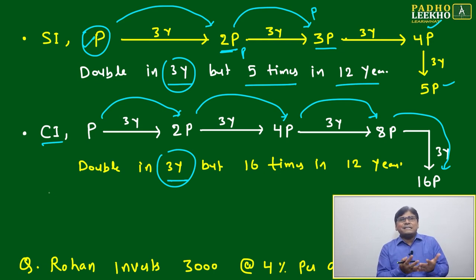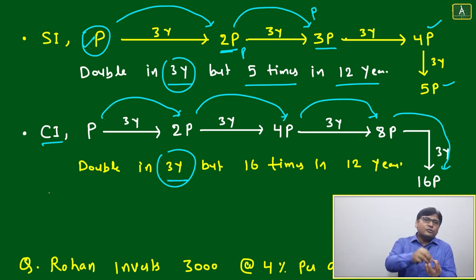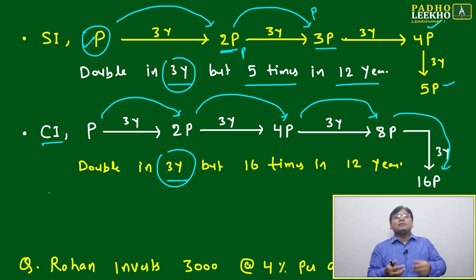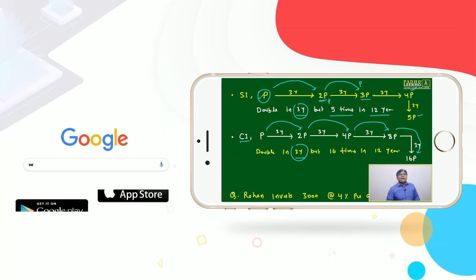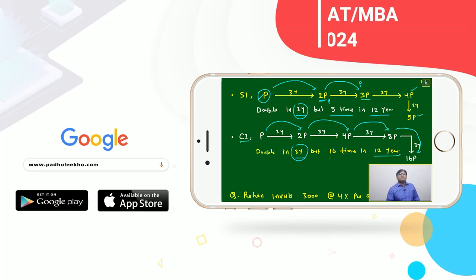Why? Because the first time there is no change. Next time, whatever simple interest you got, compound interest will put interest on that interest. Then that will keep on increasing. Next time 2P will become 4P in the next 3 years. Then what is happening here? In 12 years, it is becoming 16 times under compound interest. But in 12 years under simple interest, it is becoming only 5 times.